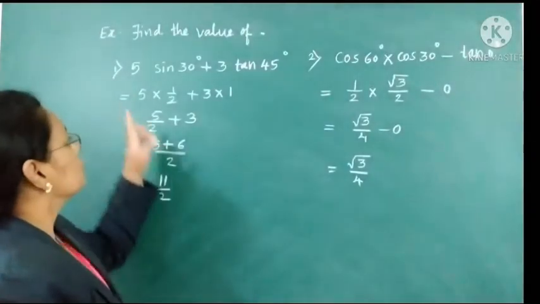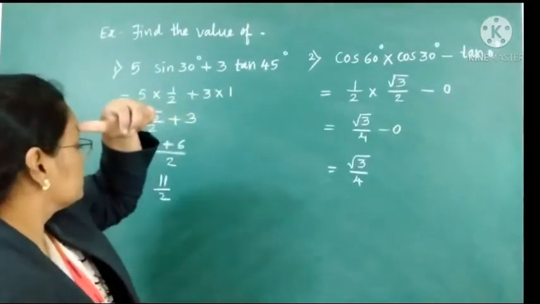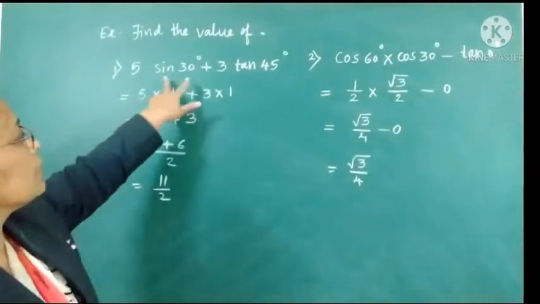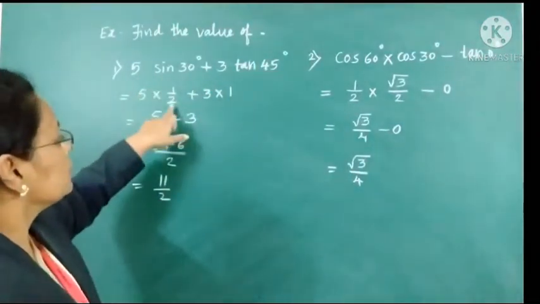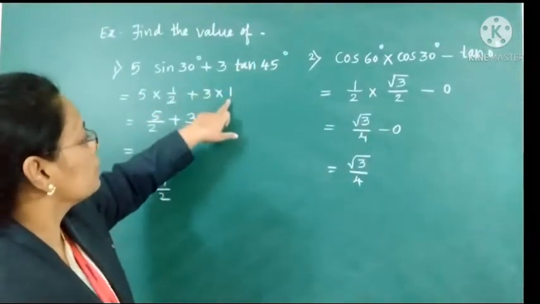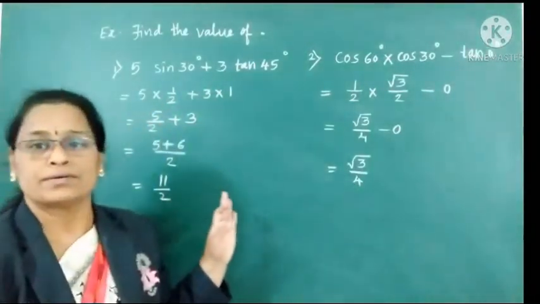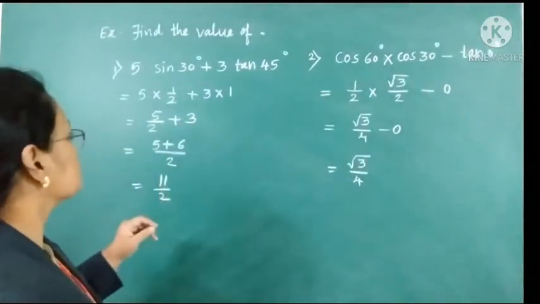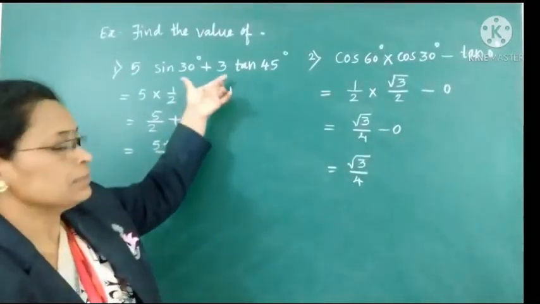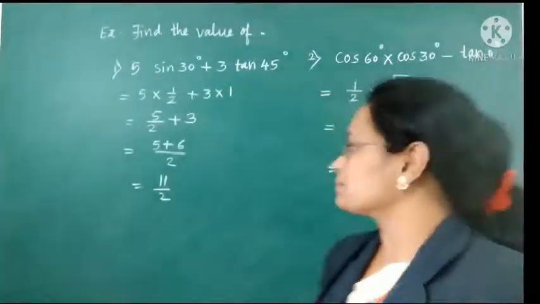Find the value of 5 sin 30 degree plus 3 tan 45 degree. So we will write here the value of sin 30 and tan 45 degree. Sin 30 is 1 by 2, tan 45 is 1, and after substituting and calculating we will get the value of this given expression, that is 11 by 2. It's not a ratio, it's an expression which is given. Okay. Next one we'll see.